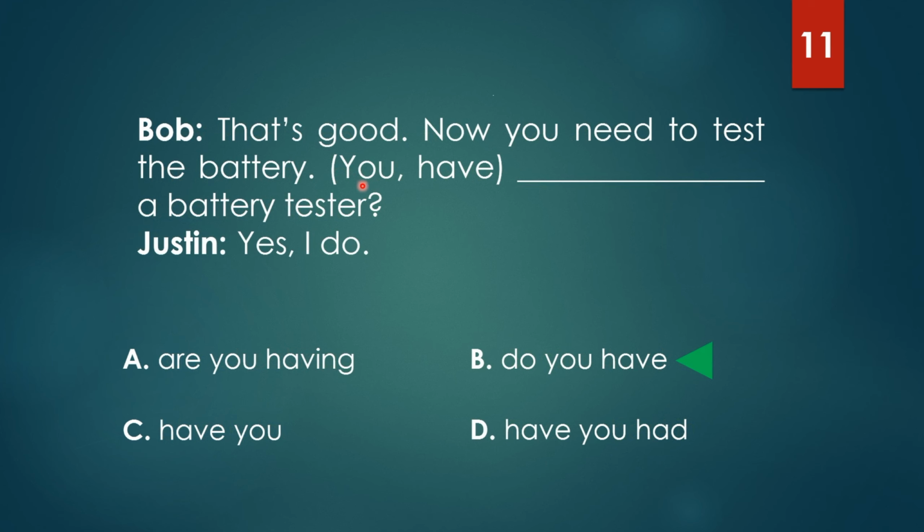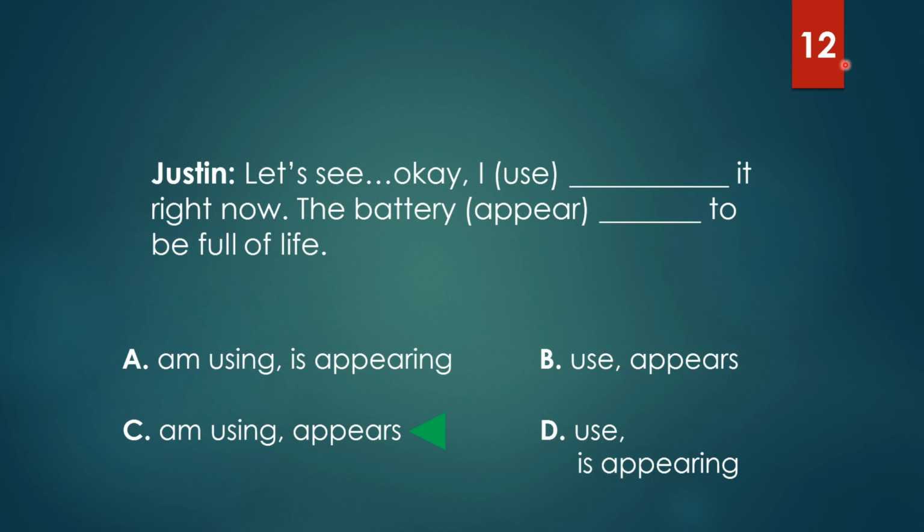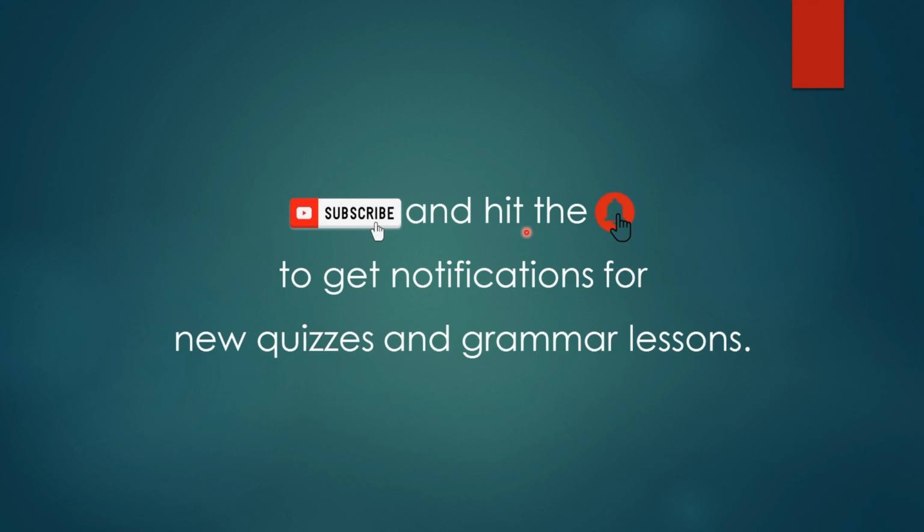Or like in number 11, that's good. Now you need to test the battery. Well, the question is about possession. Do you have a battery tester? And because having is not an action, but a state, we use present simple. And finally, in question number 2, again, we have "appear." The battery appears to be full of life. Well, again, this is not an action. This is a state.